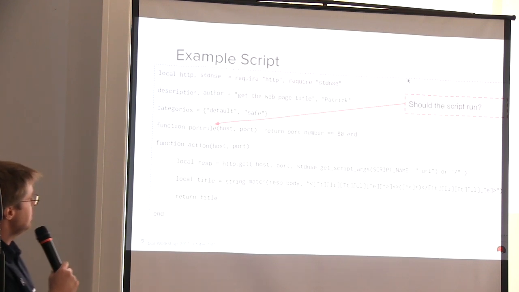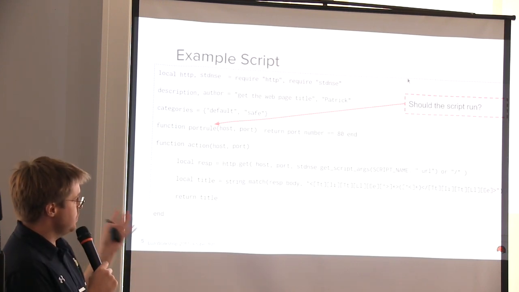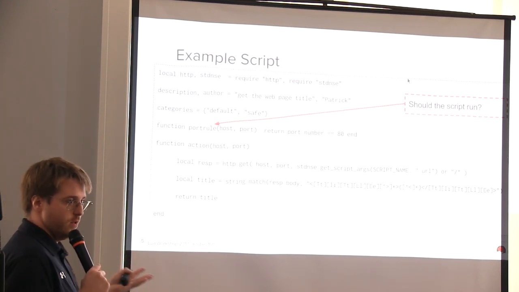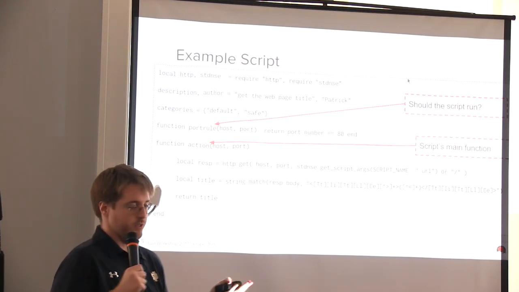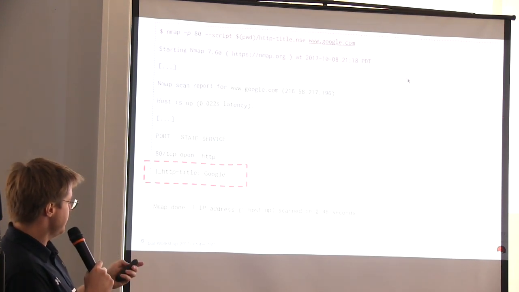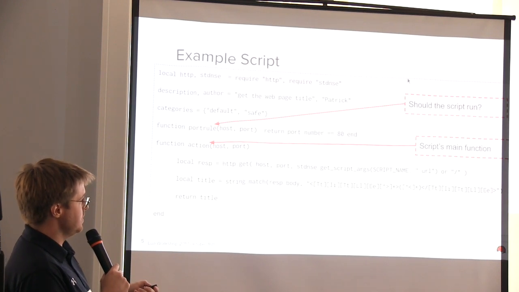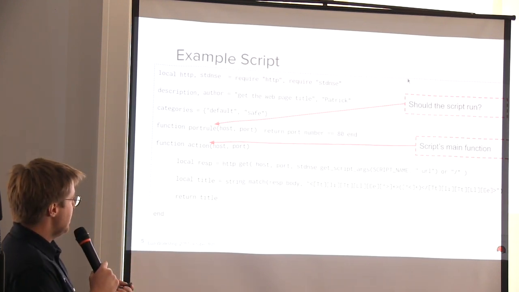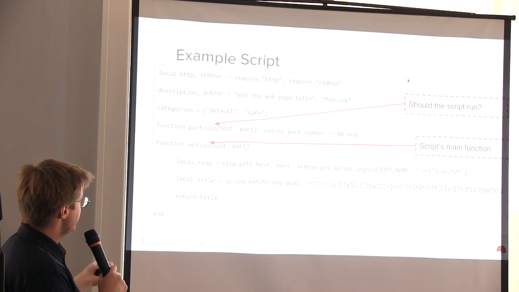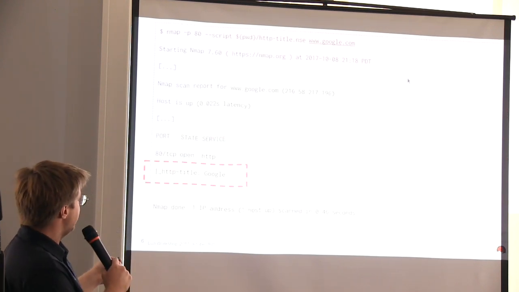And then also they have a port rule, and this is saying, should the script run against that host? The simplest port rule might be saying, is this an HTTP port? Is it port 80? And if it is, then the script will execute the action function, which is just the script's main function. So this script's pretty simple. It just does an HTTP GET request. It looks up a script argument for which URL it should target, or by default, it just gets the root document. And then it does regular expression pattern matching to get the title, and then returns it to the caller.